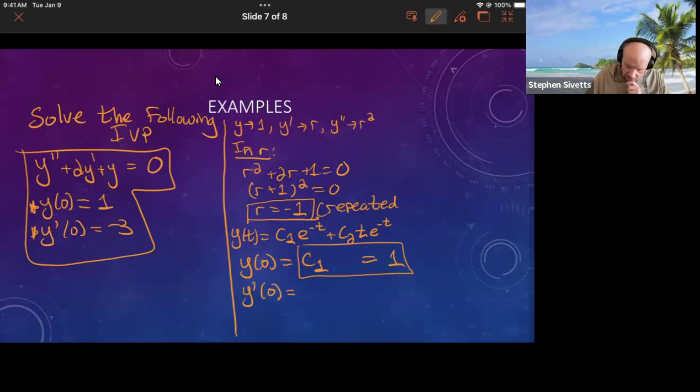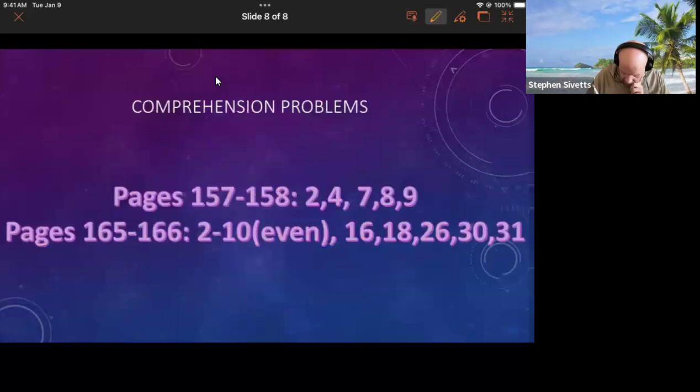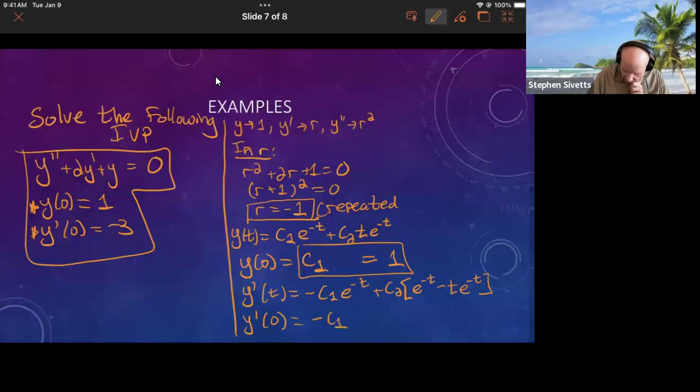And then y prime of 0. So let me actually do this separately. Okay, I want to differentiate the function first. So y prime of t will be minus C1 e to the minus t plus C2 times e to the minus t minus t times e to the minus t, right? And then y prime of 0 would be minus C1 plus C2 times e to the 0, that's 1, minus 0. So that equals negative 3. And so since C1 is 1, C2 is negative 2.